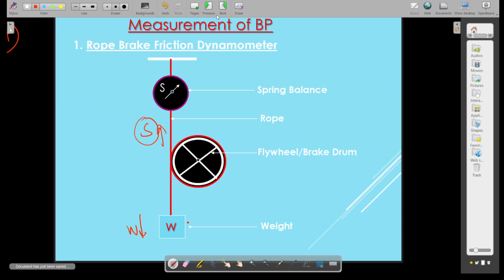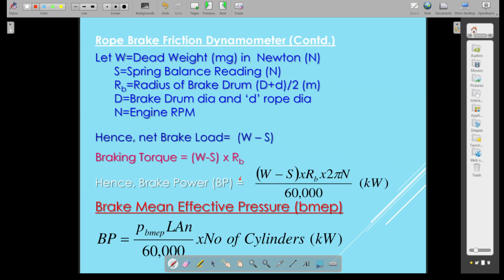So it is W minus S. I am just telling what the load is. Load is W minus S, and the torque uses the brake diameter. Generally this brake diameter is the brake drum diameter plus the rope drum diameter. Just remember, if I want to find R_B, this R_B is (D plus d) by 2, where D is the brake drum diameter and d is the rope diameter. (D plus d) by 2, multiplied by 2 pi N and divided by 60,000.